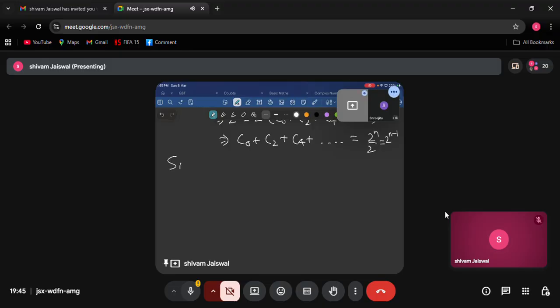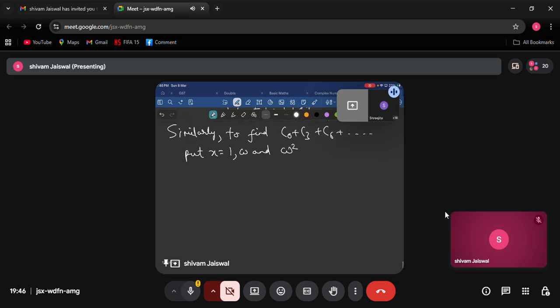Similarly, to find C0 plus C3 plus C6 plus dot dot dot dot, put x equal to 1, omega and omega square. What are we getting? We get 2 to the power n is equal to C0 plus C1 plus C2 plus dot dot dot dot.